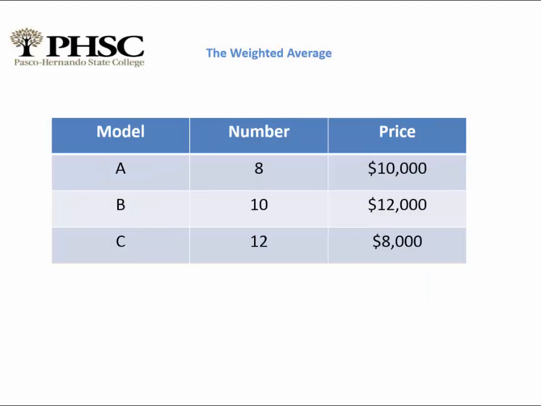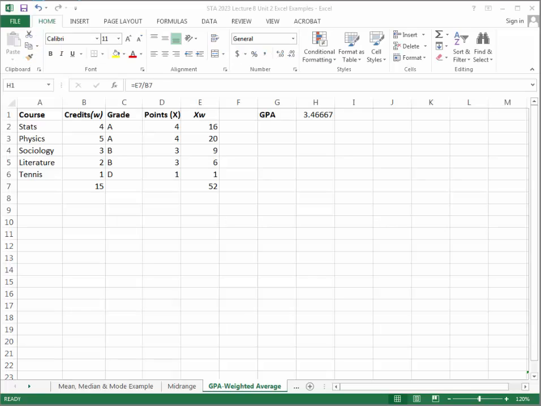The next thing I want to do is find the weighted average for a particular vehicle. We have 3 models, model A, B, and C. The number of cars is 8, 10, and 12 respectively, and the price is $10,000, $12,000, and $8,000 respectively. How do we find the weighted average for these particular vehicles?